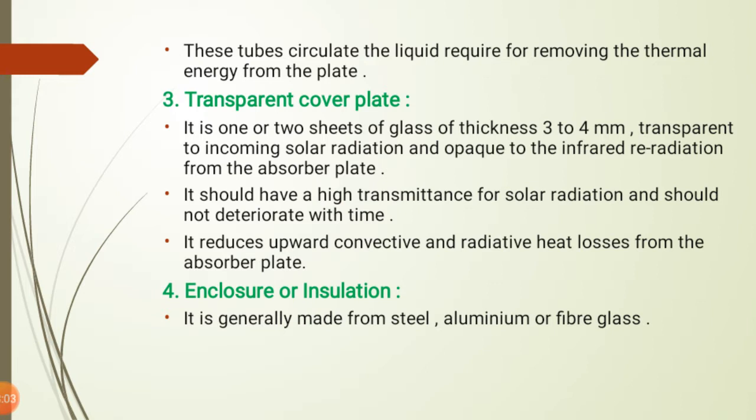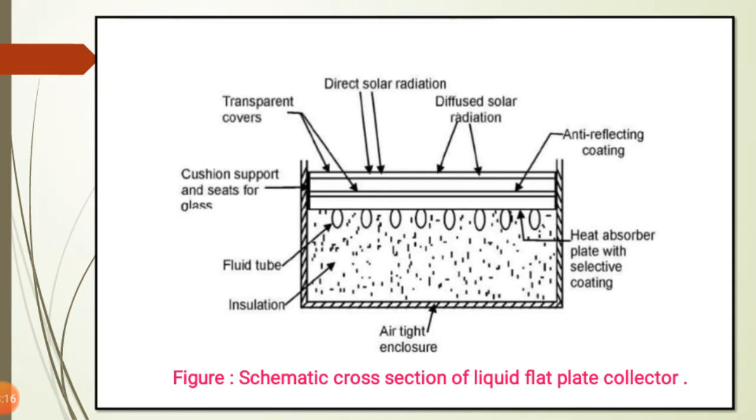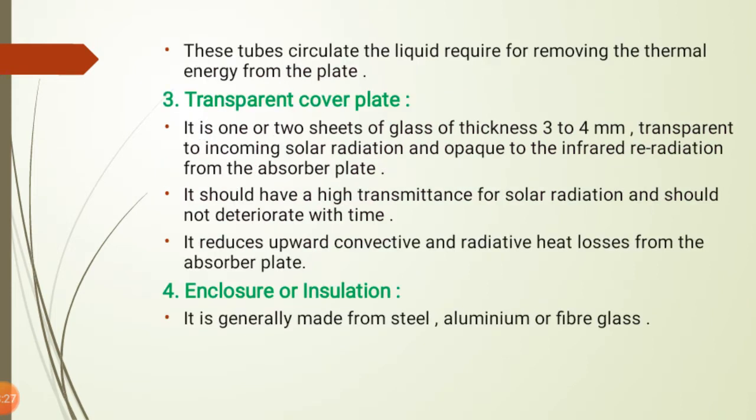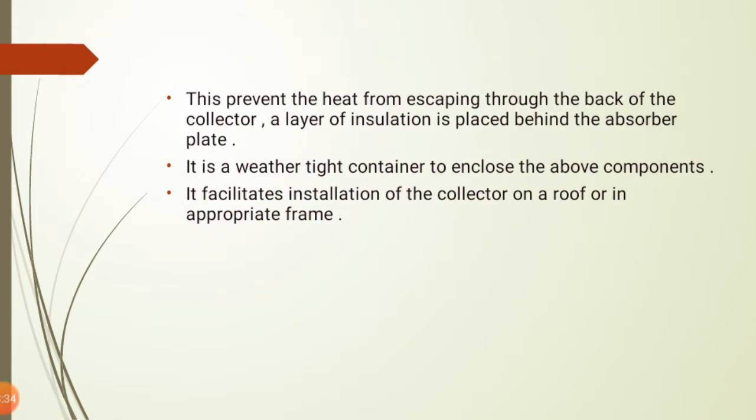Now the next part, which is the last part, is the enclosure and the insulation. It is generally made from steel, aluminum or fiber glass. That is the enclosure or insulation. In the figure, the outermost part is the airtight enclosure, which is generally made up of aluminum, steel or fiber glass, so that it can protect all the components of the liquid flat plate collector.